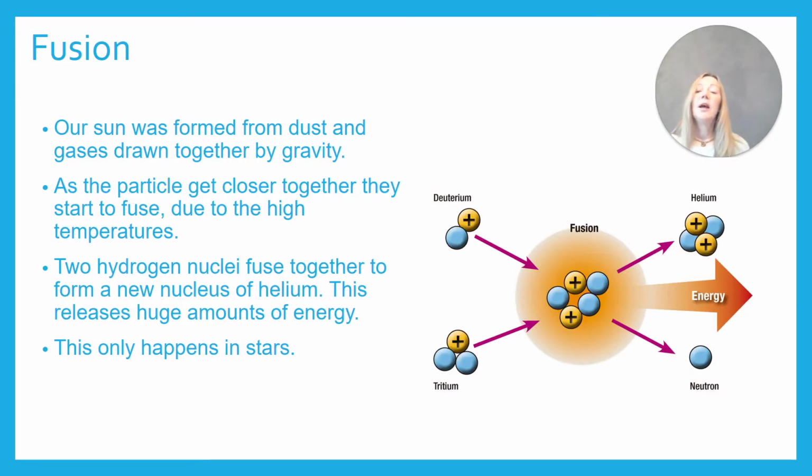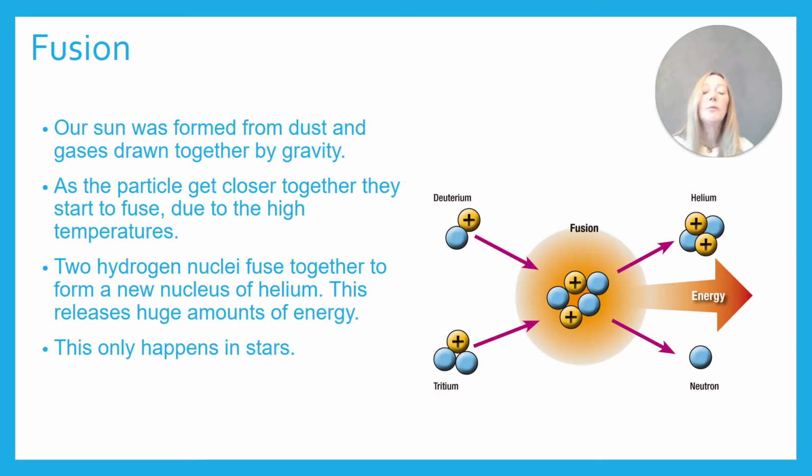So let's take a look at nuclear fusion in more detail. All stars are formed in the same way, and our Sun is formed from the dust and gas that was left over from the Big Bang. And this was drawn together by gravity. Because of the high temperatures and the gravity, they were able to overcome the repulsion of their charge. So remember, nuclei are positively charged, and those two would normally repel each other. But under extremely high temperatures, they get enough speed to be able to fuse together.